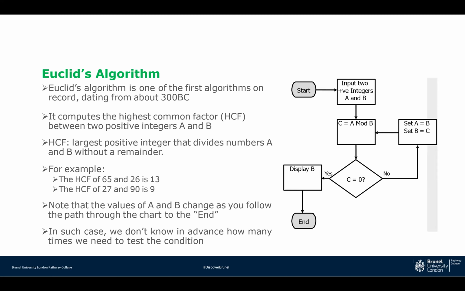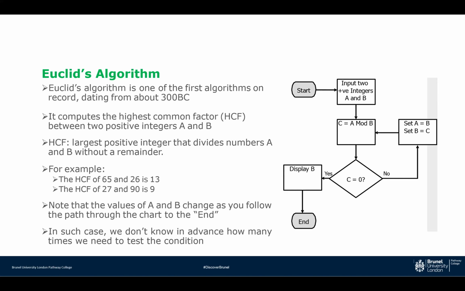Okay, it's here. We start from here. Input two integer numbers, two positive integer numbers. Any two positive integer numbers. Calculate the modulo. Modulo. Remember that? C equals A modulo B. The two positive numbers, C equals A modulo B.